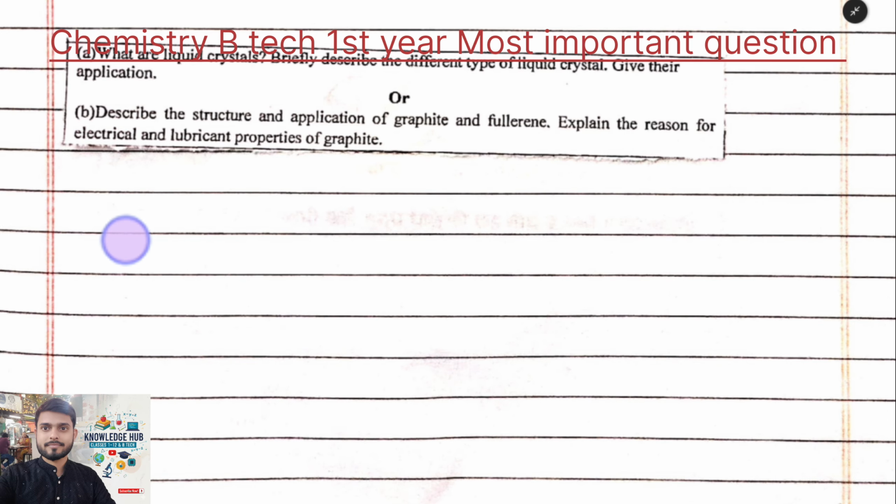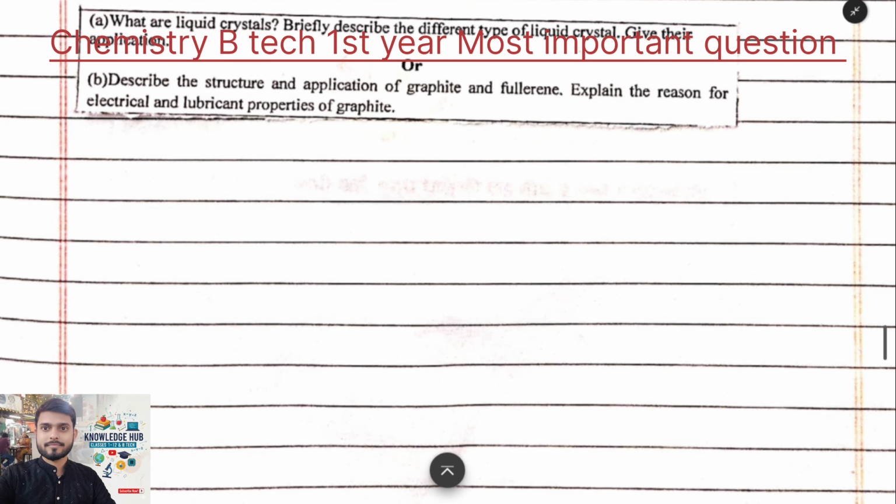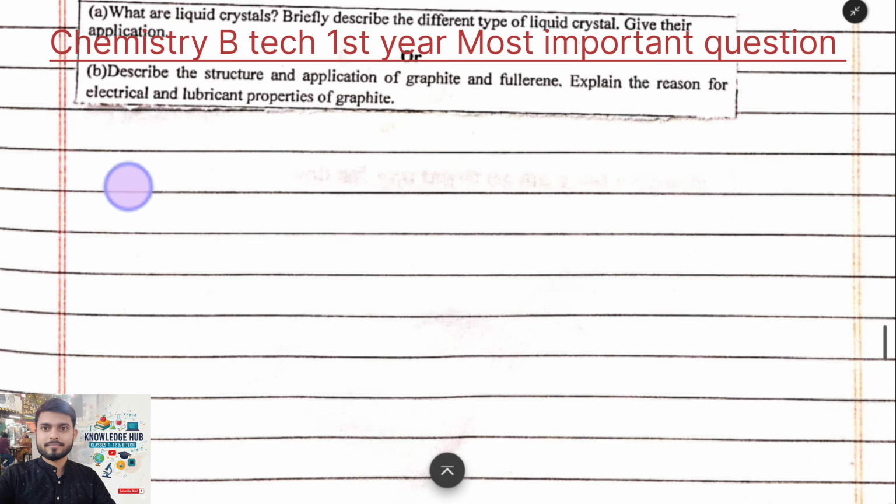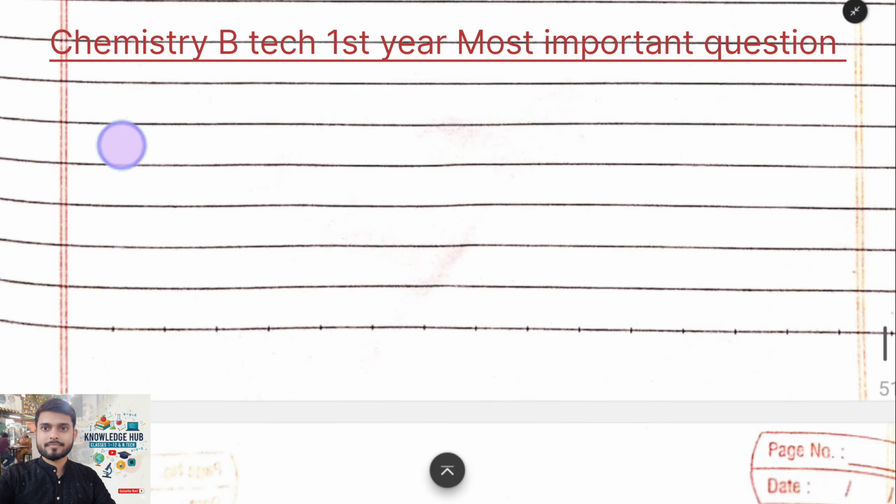Describe the structure and application of graphite and fullerenes. Explain the reason for the electrical and lubricant property of graphite.